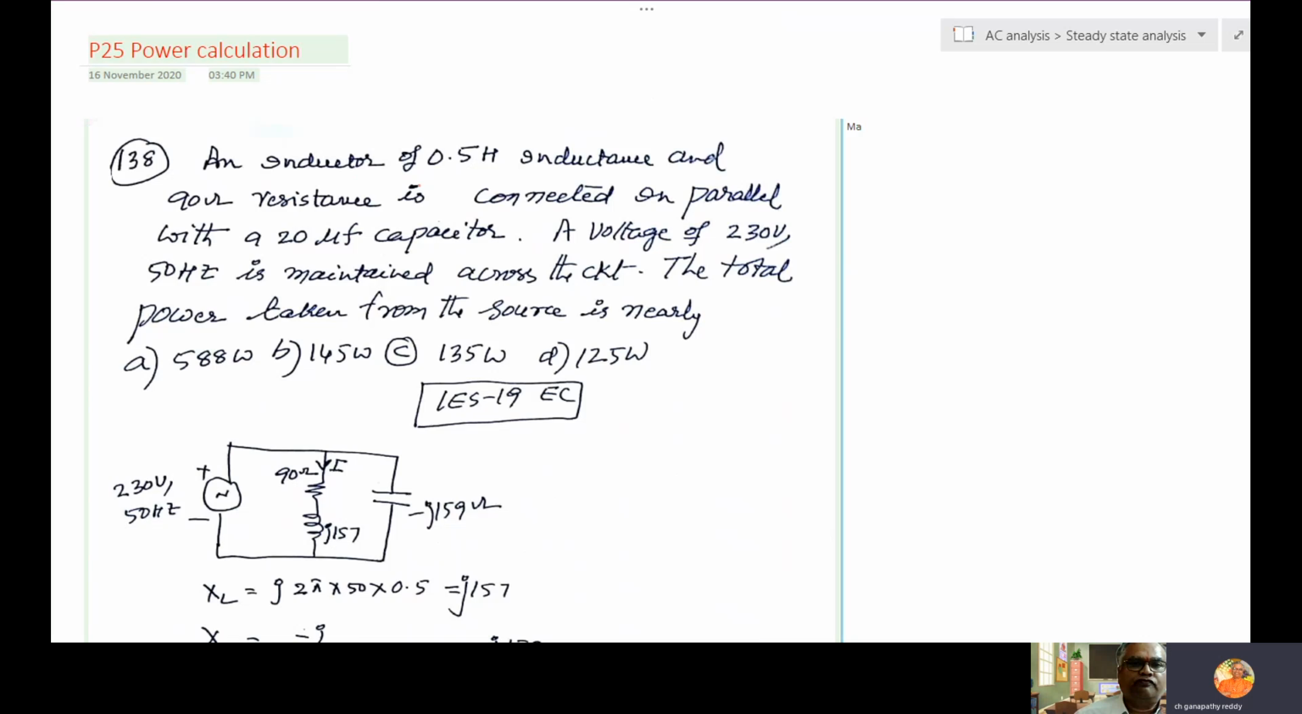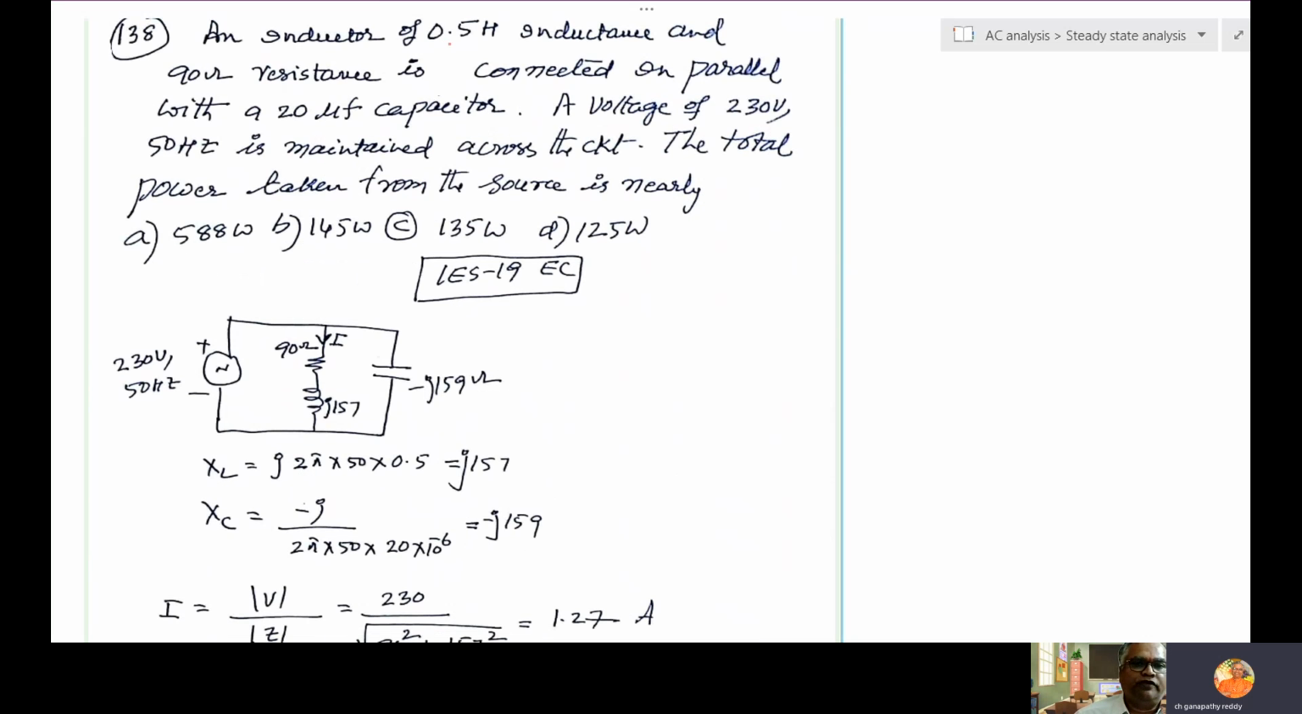An inductance of 0.5 Henry and 90 ohm resistance is connected in parallel with a 20 microfarad capacitor. The voltage of 230 volts, 50 Hz is maintained across the circuit. The total power taken from the source is nearly what? So once again, this total power is nothing but voltage into current. So find this current and this current.